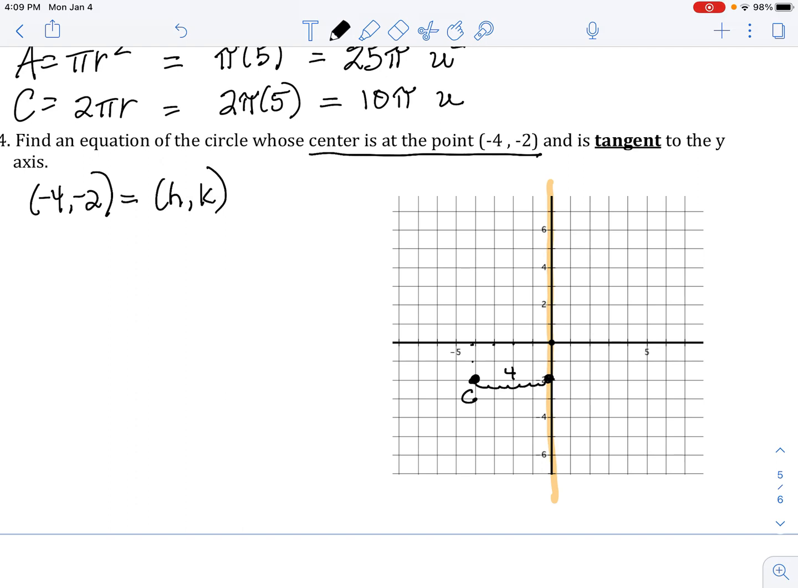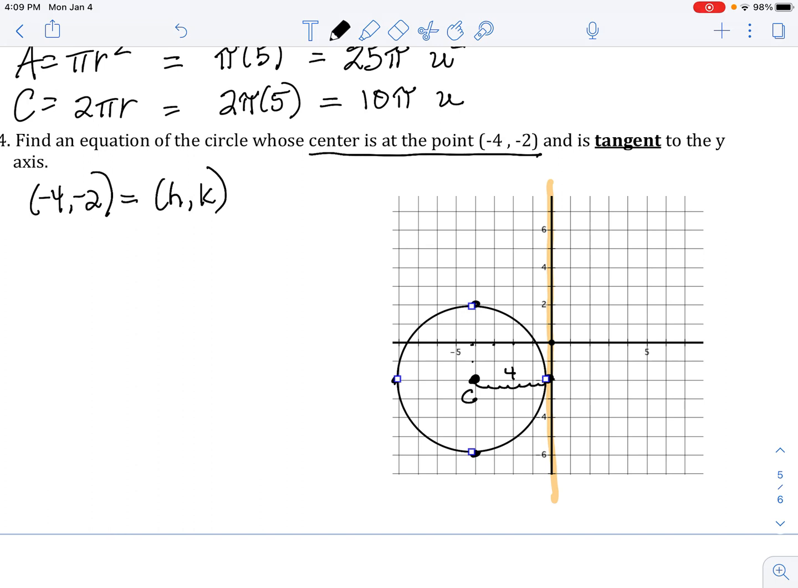Which means from that center, I can count up 1, 2, 3, 4. I can count 1, 2, 3, 4, and I can count down 1, 2, 3, 4. And using my stylus, I should be able to get a fairly decent circle. There we go.